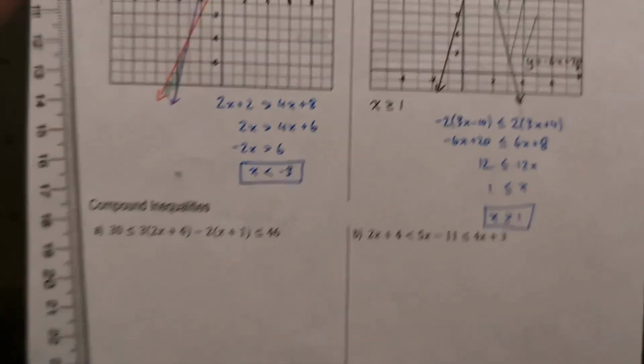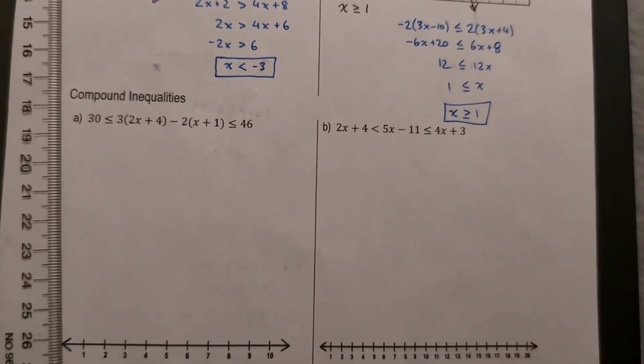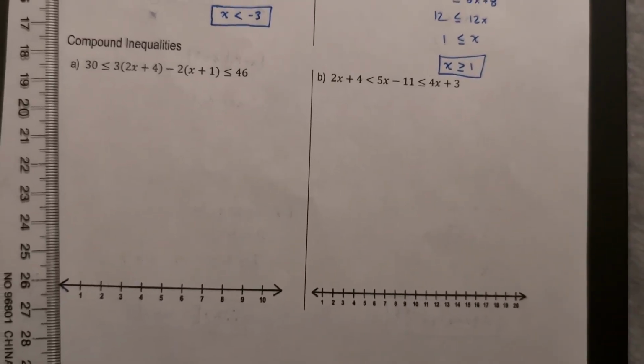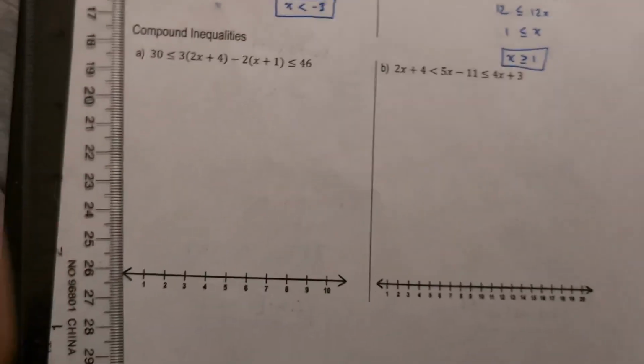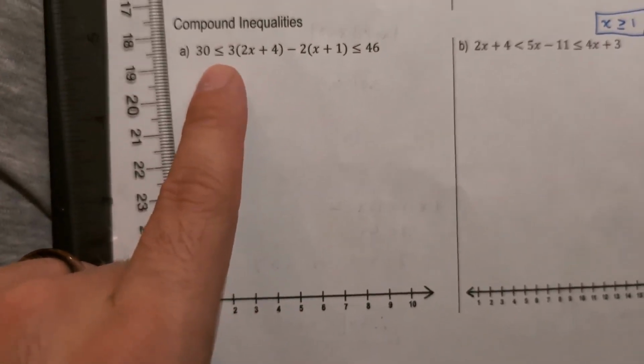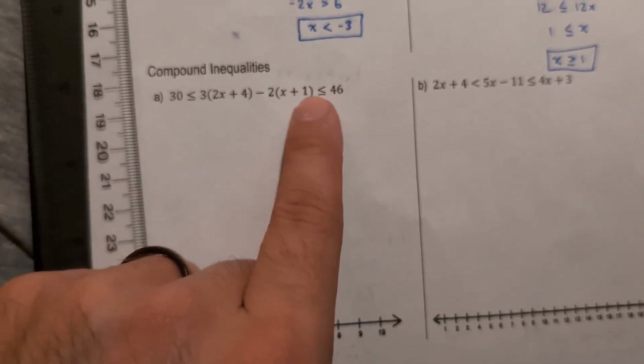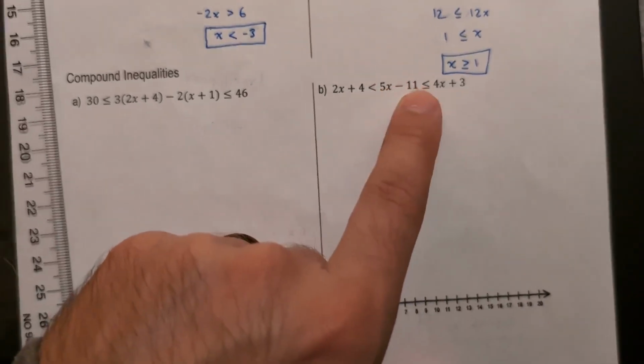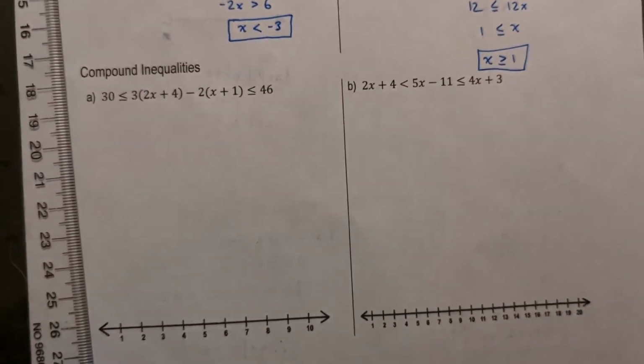The very last thing we're going to talk about here is compound inequalities. This means we really have two inequality symbols, or more than one, I guess I should say, happening at once. So we have 30 is less than or equal to this whole part here, 3 times 2x plus 4 minus 2x plus 1, and this was less than or equal to 46. And so we can split that into two separate ideas.